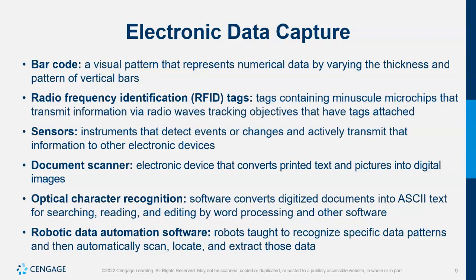We can use sensors. These detect events or changes and transmit that information to other electronic devices. Document scanners convert printed text into digital images. Optical character recognition is software that converts digitized documents into text for searching, reading, and editing. And then robotic data automation software, where robots are taught to recognize data patterns and then scan, locate, and extract that data.